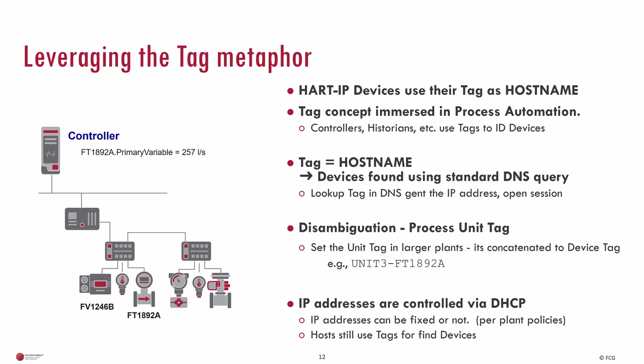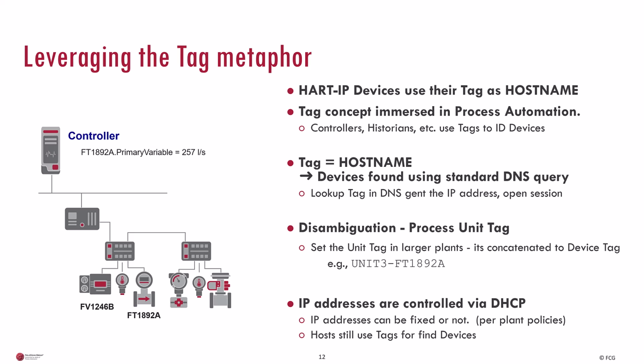In fact, we run these network services on a Raspberry Pi in our test labs. The concept of tag is immersed in the process automation industry. It's everywhere. It's used in controllers, historians, there's tags and field devices. And when developing HART-IP, we decided to fully embrace the tag. As a result, we set the host name for the IP device to be the tag and registered it with domain names. Now, any of the process automation just uses the tag to connect to the field device.